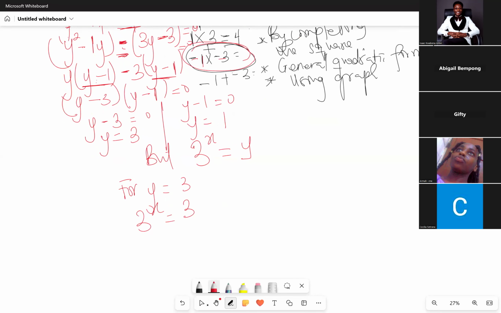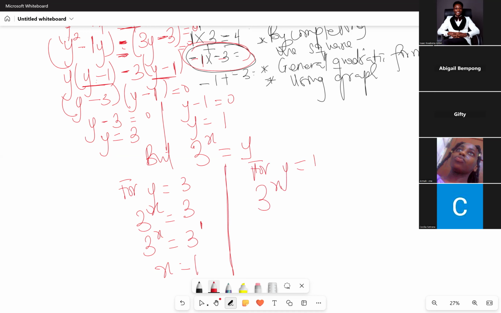Are the bases not the same? 3 exponent x equals 3. Any number standing on its own is power 1. So x is equal to what? 1, because the bases are what? The same. Now what is the other value for y? For y is equal to 1.